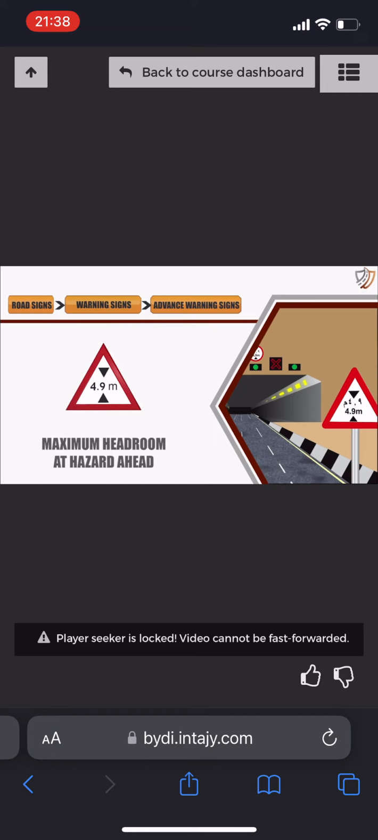Maximum headroom at hazard ahead. This sign means maximum height limit ahead. This sign can be mostly seen before the tunnels, across the bridges and basement parking. It warns that vehicles above mentioned height are not allowed to enter. They may use other alternative route.